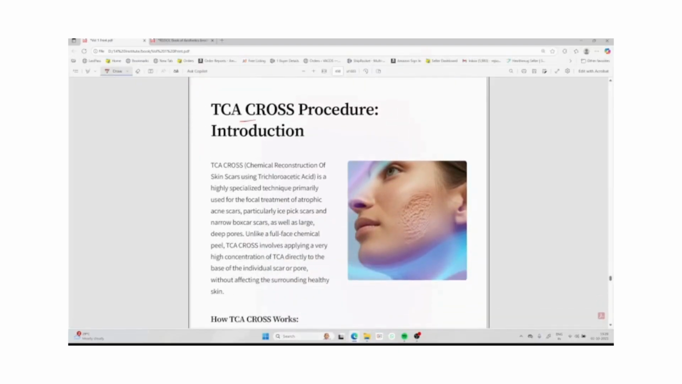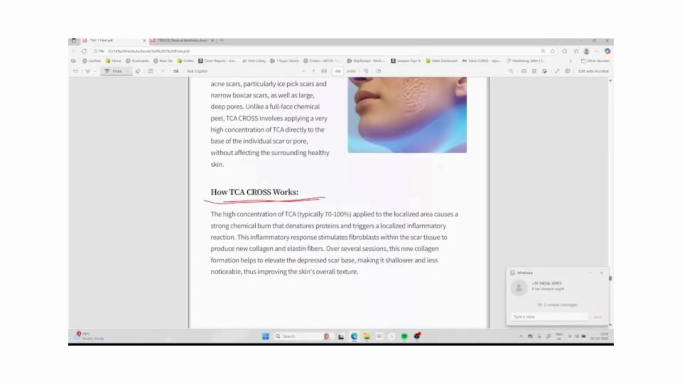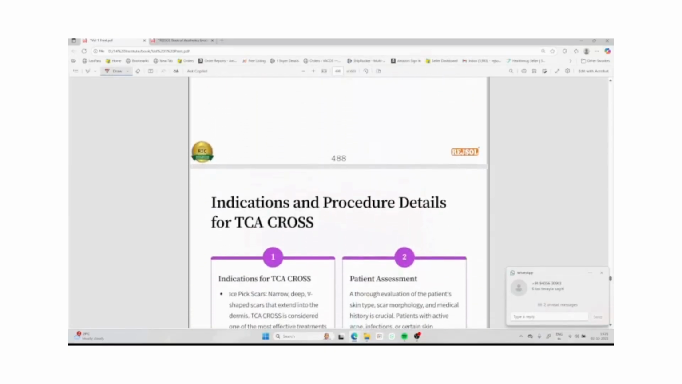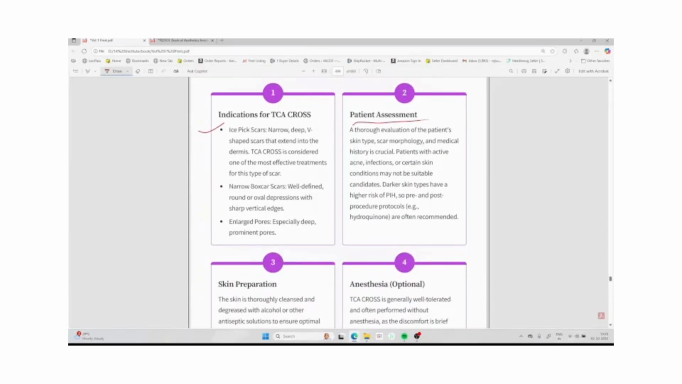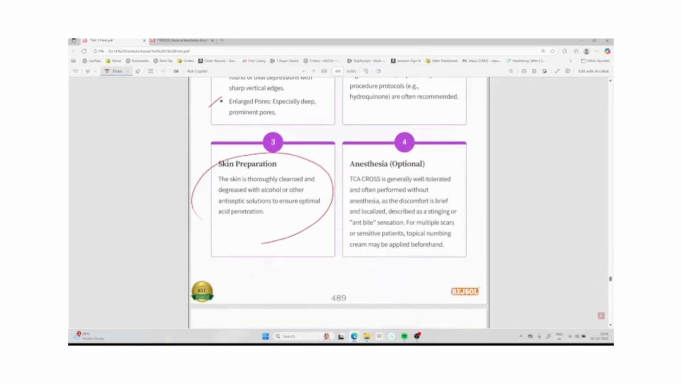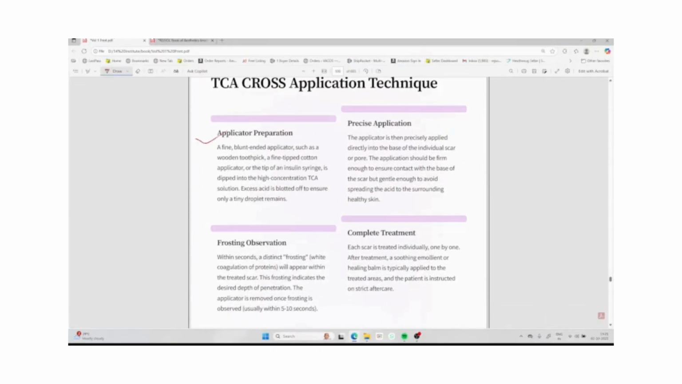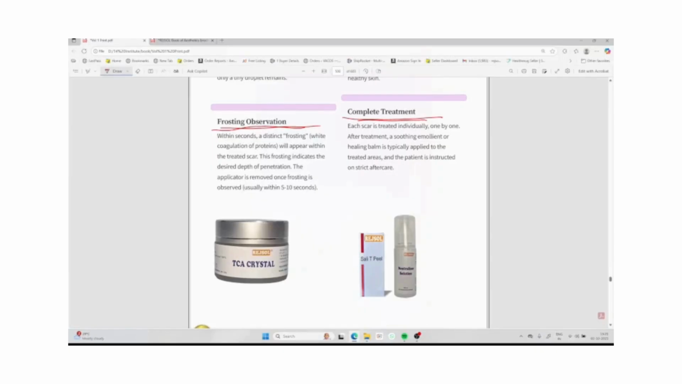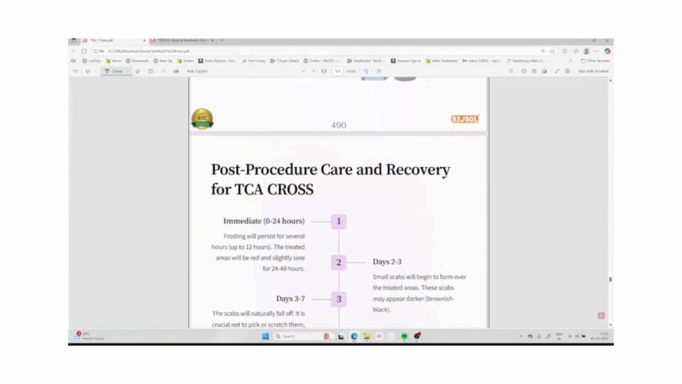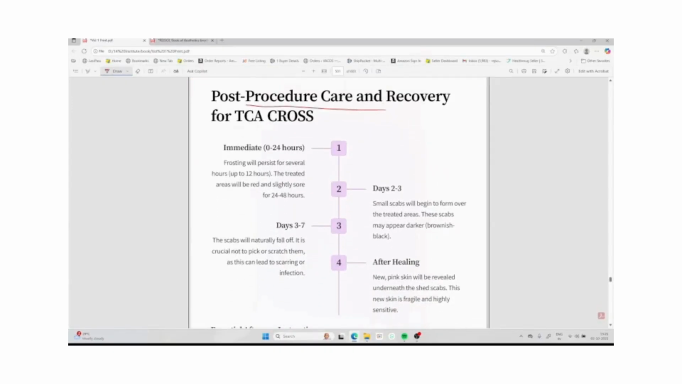Now the TCA cross procedure: the introduction of cross, the difference between a peel and a cross, how cross works, the strengths used for TCA cross, the indications of TCA cross, how you assess the patient before doing it, and who the ideal patients are. Then skin preparation, whether anesthesia is involved, the application preparation, how it should be applied, how you should observe the frosting, the complete treatment, what the outcome will be, and then the procedure care and recovery.